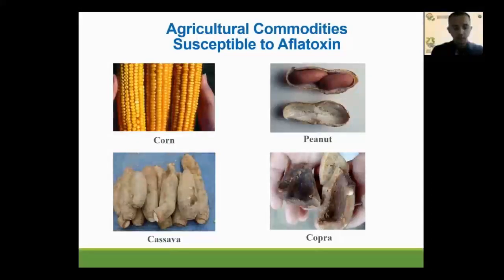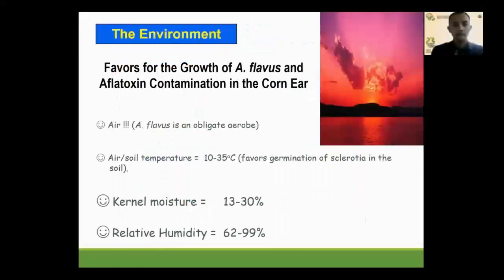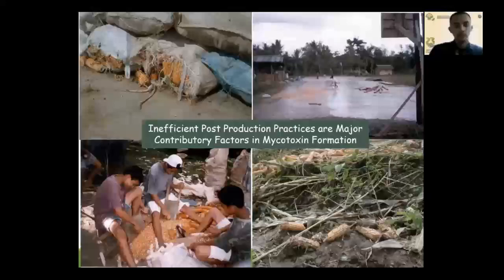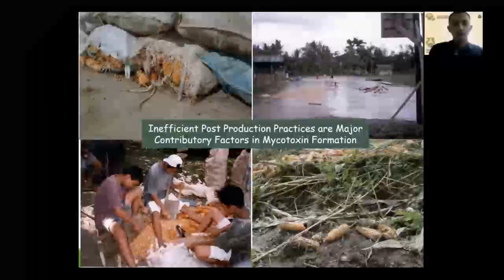So these are examples of commodities or crops susceptible to aflatoxin contamination. We have corn, the peanut, copra, and cassava. And for the environment, these are the factors that favor the growth of Aspergillus flavus and aflatoxin contamination in the corn ear. So air, soil temperature and air temperature, kernel moisture. So 13 to 30% MC is very susceptible to aflatoxin contamination. And then the relative humidity. And for others, we have inefficient post-production practices.